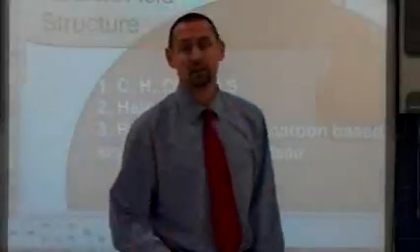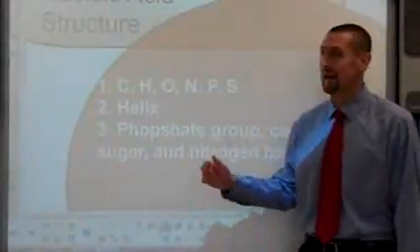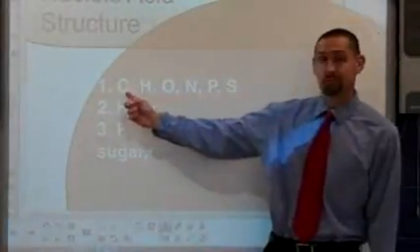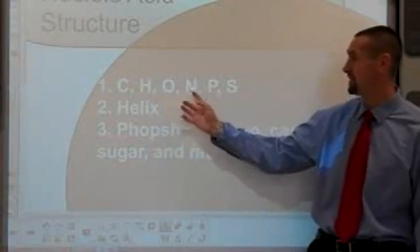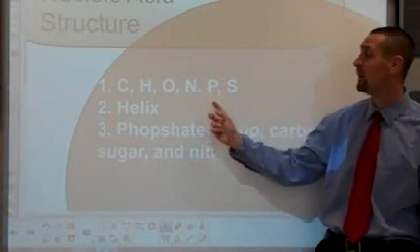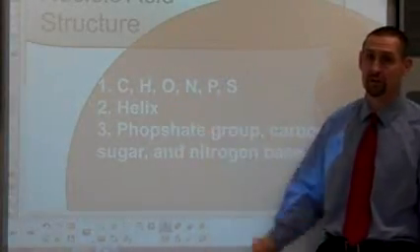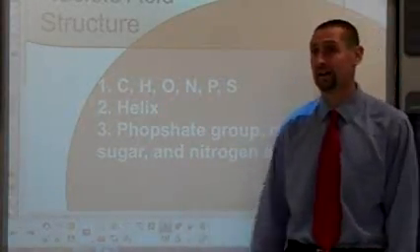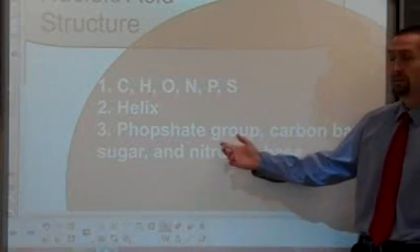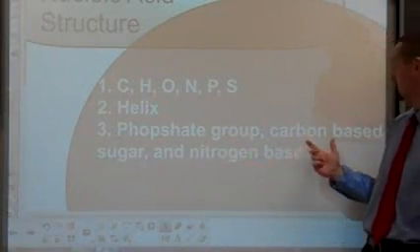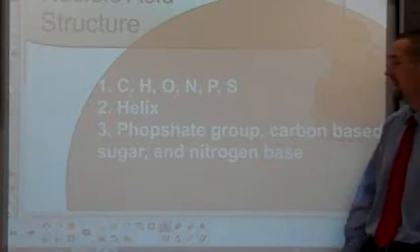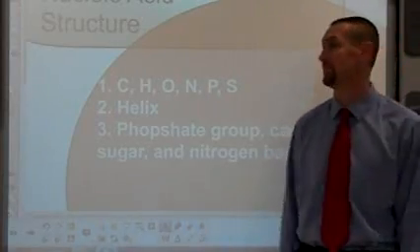How about nucleic acids? Nucleic acid structure. Carbon, hydrogen, oxygen, nitrogen. Now we're adding this new phosphorus and sometimes sulfur. Usually they're in a helical kind of shape, like DNA and RNA are helical. They typically consist of a phosphate group, a carbon-based sugar, and some kind of nitrogen-based combination.